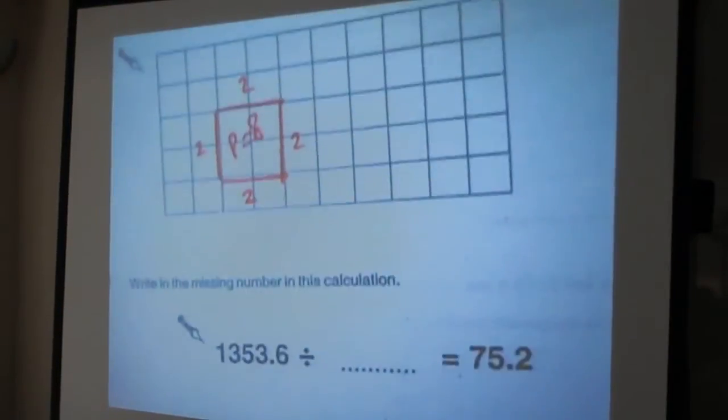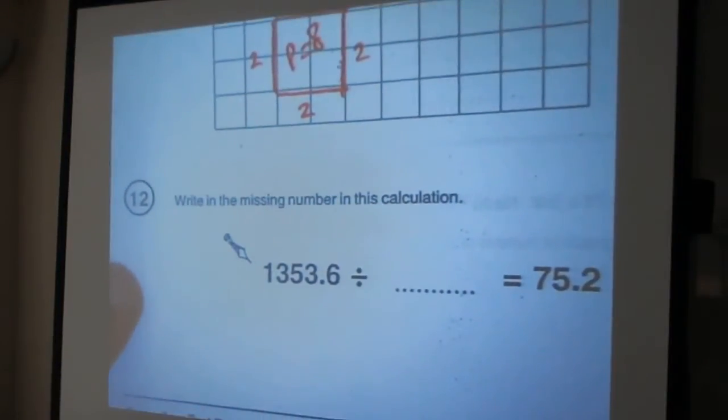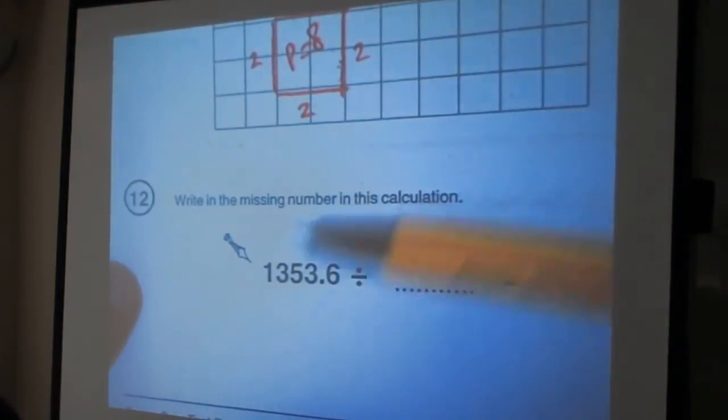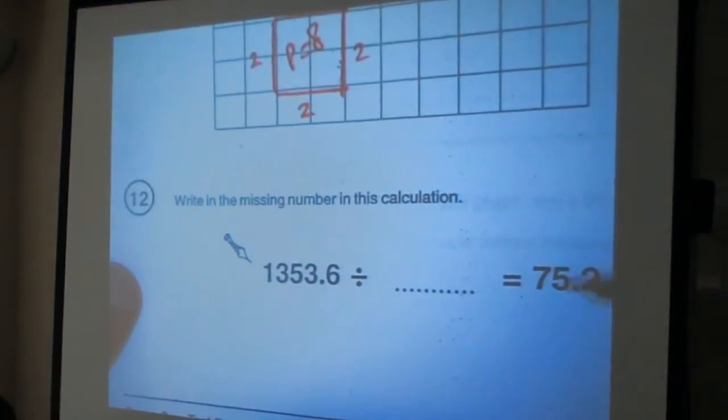Write in the missing number in this calculation. Okay, question number 12. Here we go. Now, how do we work that out? What is the technique of working that out? Inverse. So this number divided by something is 75.2. So how do we work out the missing number? What do we do? Anybody have an idea?